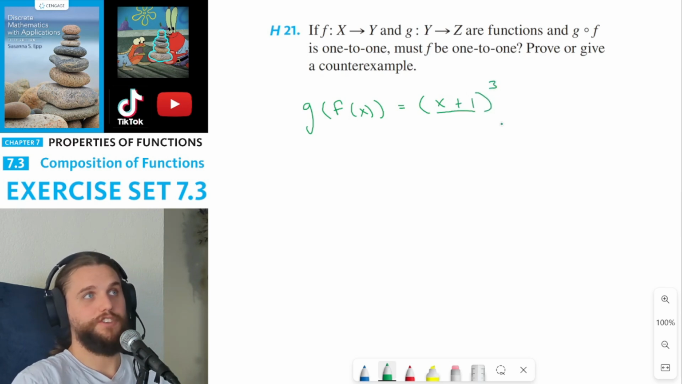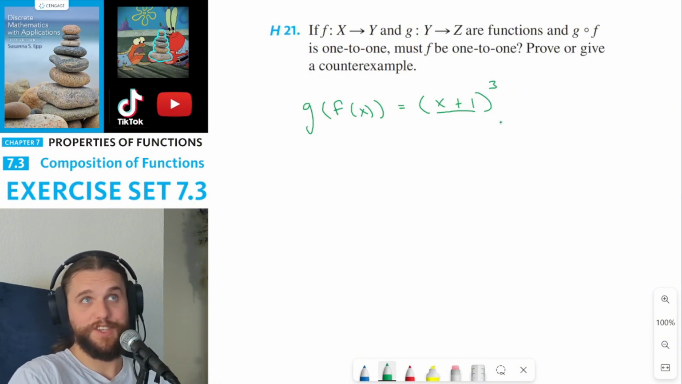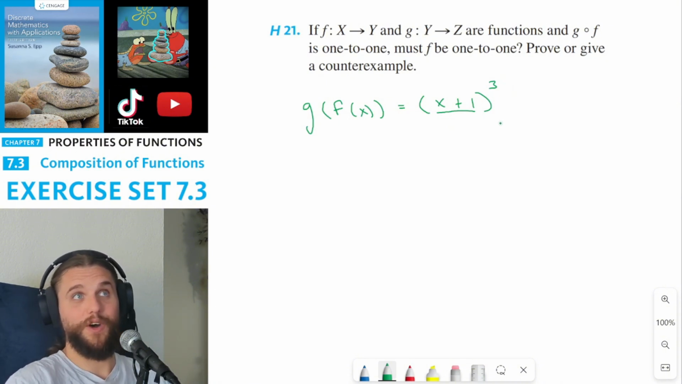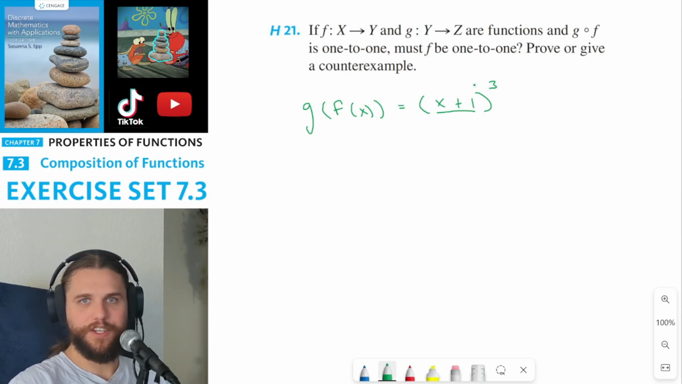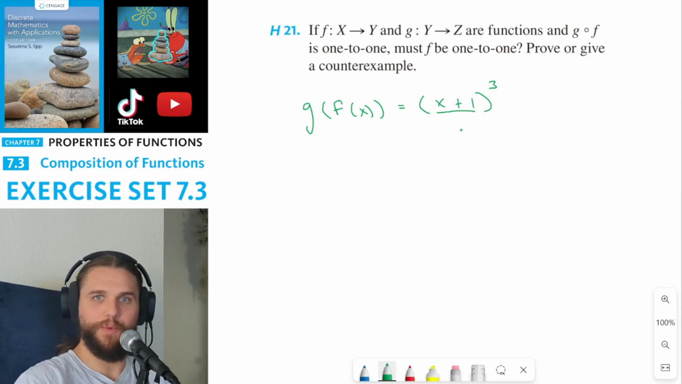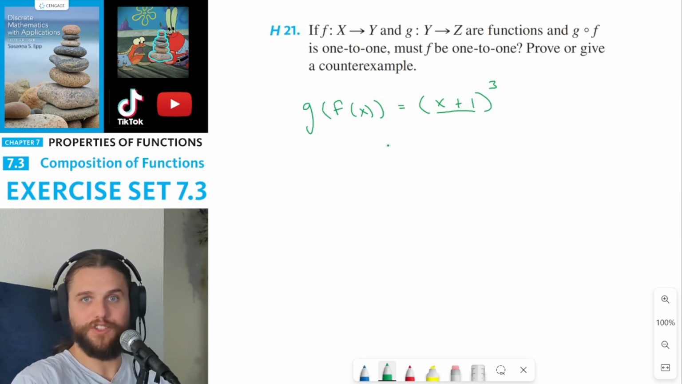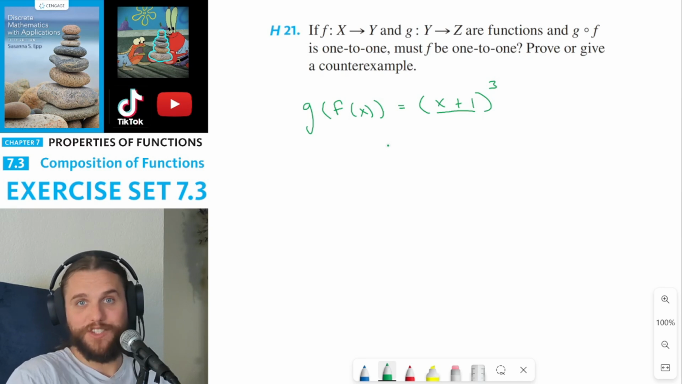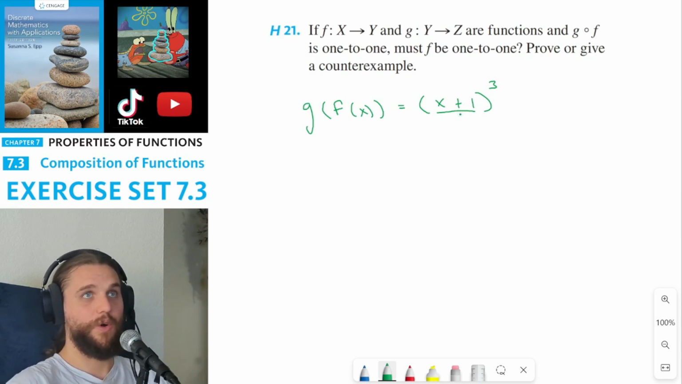Now, this is a cubic function, and it's a special cubic function that passes the horizontal line test. So this function is 1 to 1. The question is, is f 1 to 1? And the answer is yes, x plus 1 is a 1 to 1 function. If you graph this function, it looks like the equation of a line, and that passes the horizontal line test, since it's not a horizontal line.